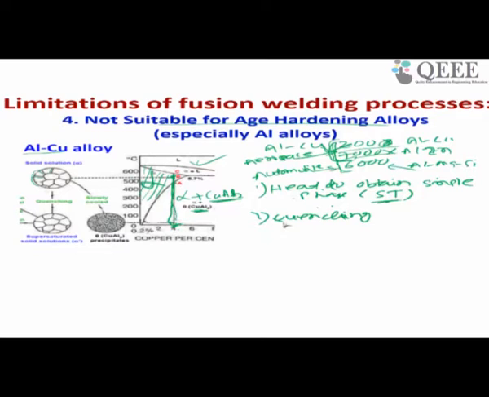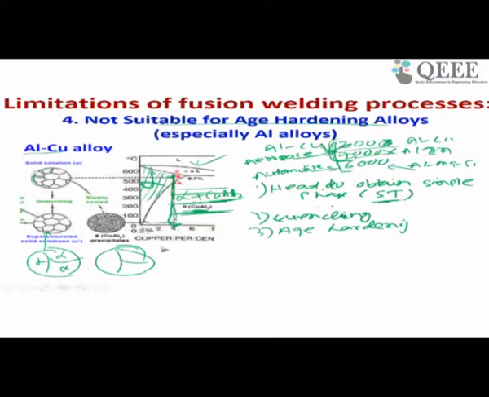Then they do edge hardening. From this condition, they heat it at any temperature between either here or here or here or here. Here your microstructure is single grain, alpha, alpha, alpha. Now when you heat at any temperature, what will happen? On alpha you will get Al2Cu, theta precipitate.